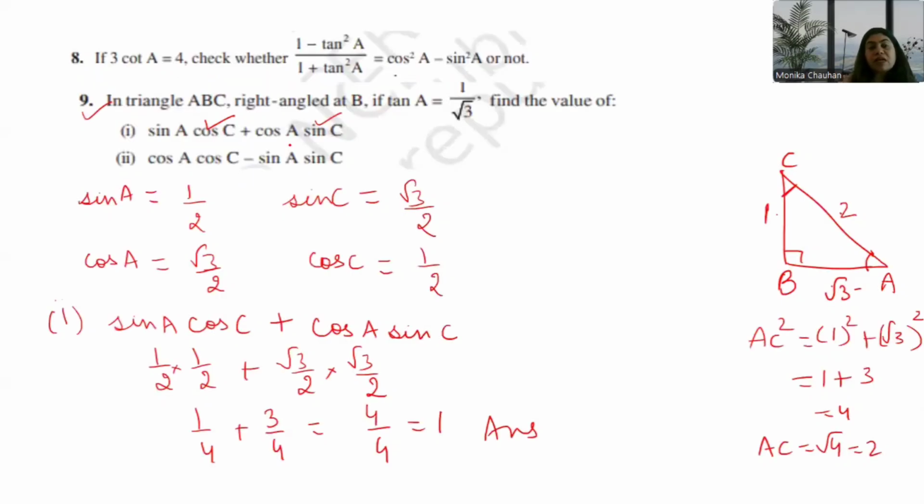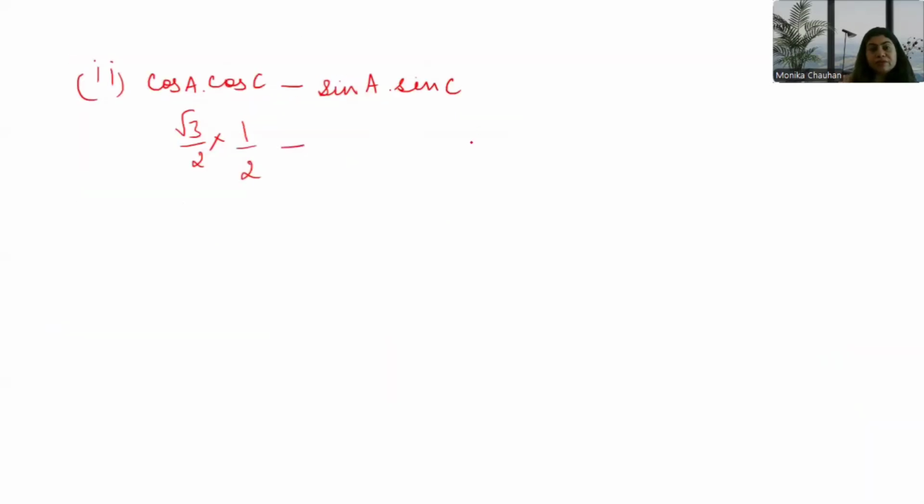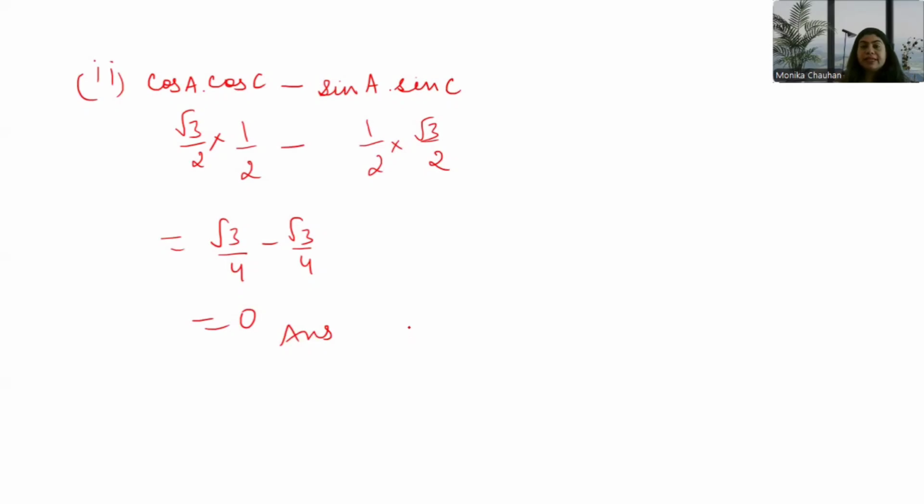Minus sine A is 1 by 2. And sine C is root 3 by 2. Don't you think both of them look similar? Root 3 by 4 minus root 3 by 4. Answer is 0. So the value for this expression is 0. I hope you have understood from this how we are calculating.